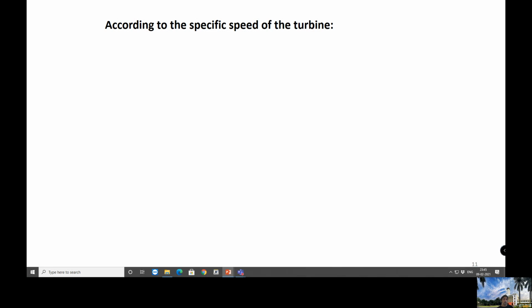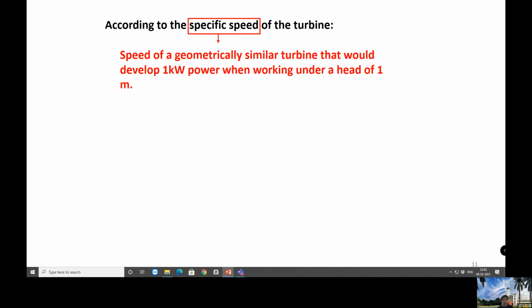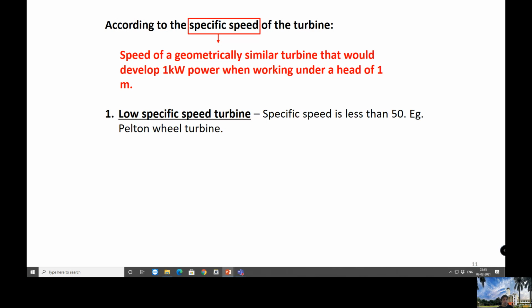Now, the turbines are also classified based on the speed of the turbine. The speed of a geometrically similar turbine that would develop 1 kilowatt power when working under the head of 1 meter is defined as the specific speed of the turbine. This is the definition of specific speed: that particular speed of a geometrically similar turbine that would develop 1 kilowatt power when working under the head of 1 meter.